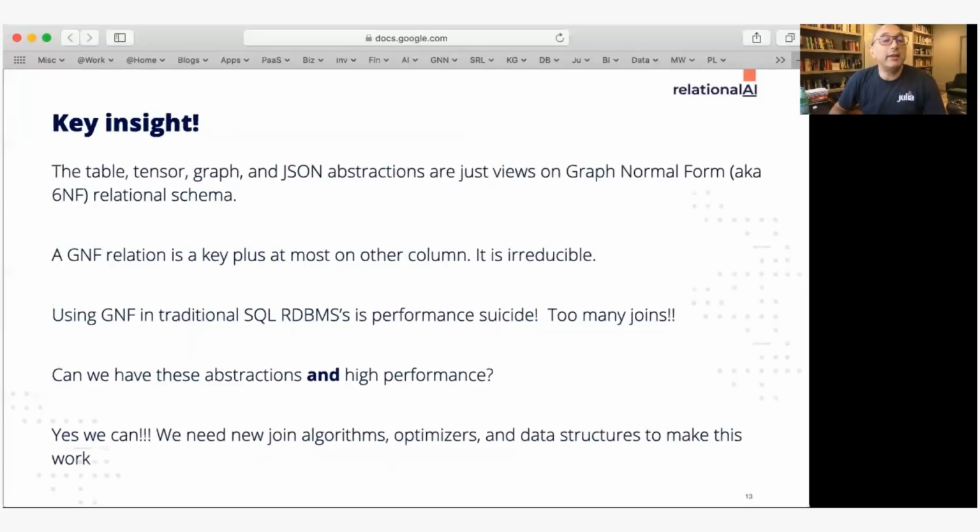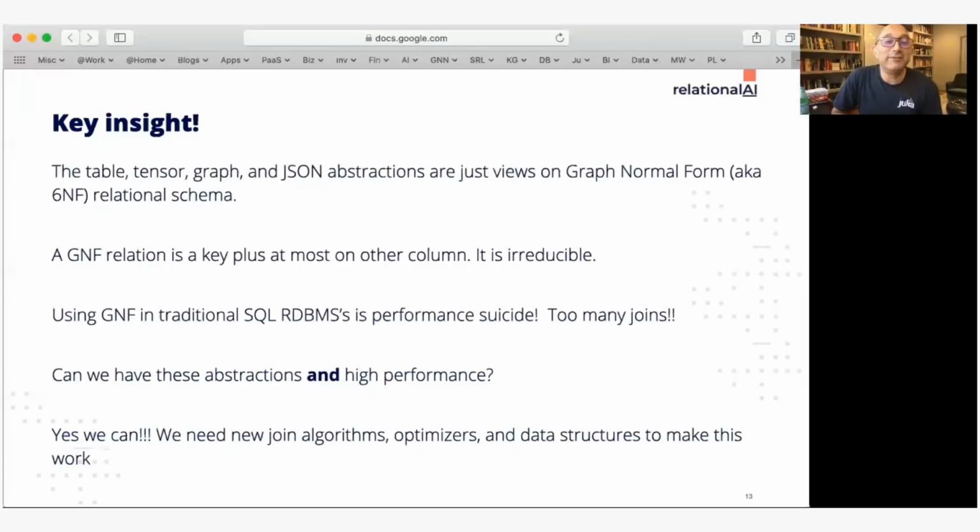And the key insight here is that the table, the tensor, the graph, and the JSON abstractions are just views on a graph normal form relational schema, or as it's sometimes called, a 6th normal form schema. A graph normal form relation is a key plus at most one other column, so it's irreducible. You can't break it down into components that you can reassemble with the relational language. It basically can't go any smaller.